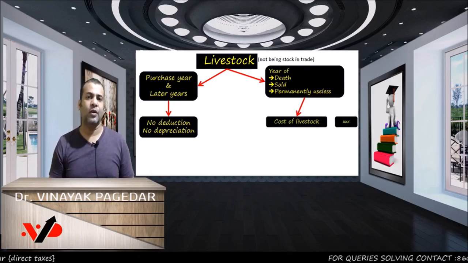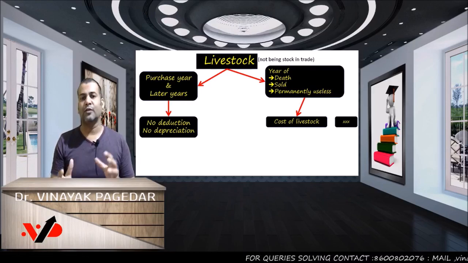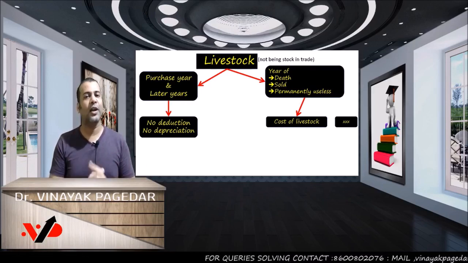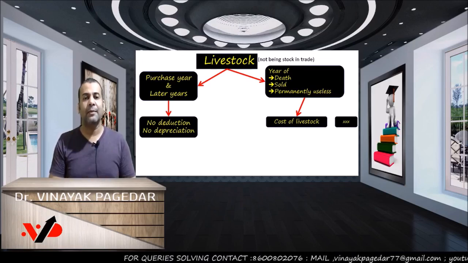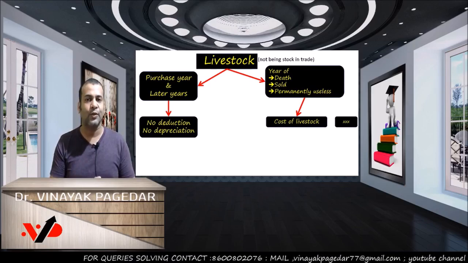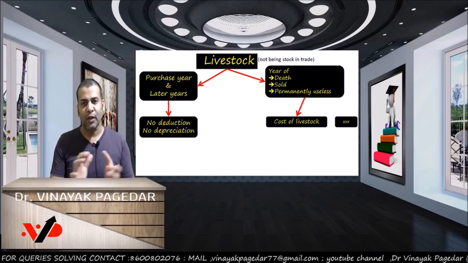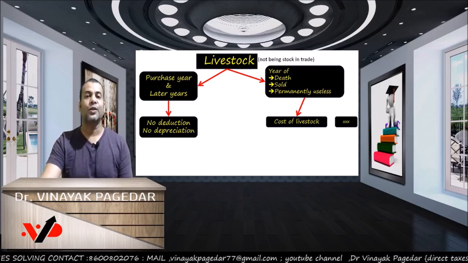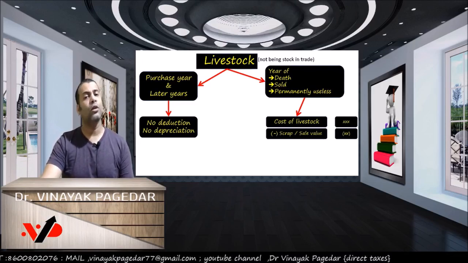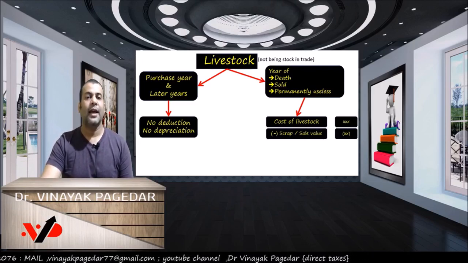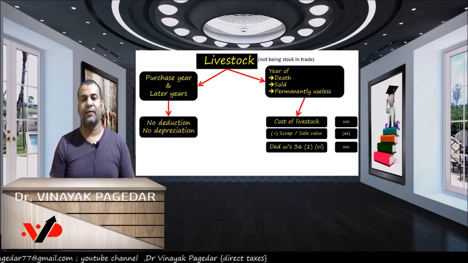The cost of the livestock is what you had invested in. In case of a normal machine, you get depreciation to recover it. Livestock, that is not possible. So in the year in which the animal dies, is sold, or becomes permanently useless, you take whatever you invested in that particular livestock, the cost of the livestock. From that, you subtract the scrap value or the sale value, as the case may be, and that difference will be the deduction under section 36(1)(vi).